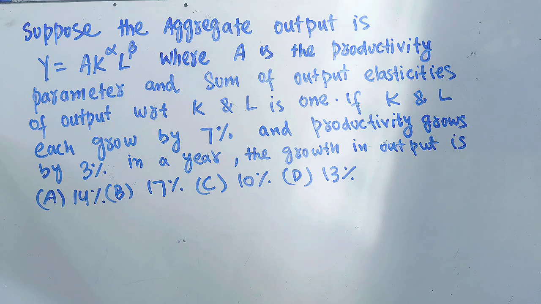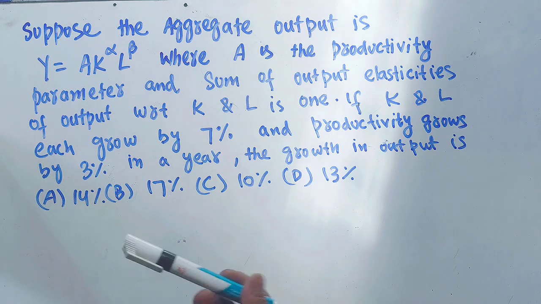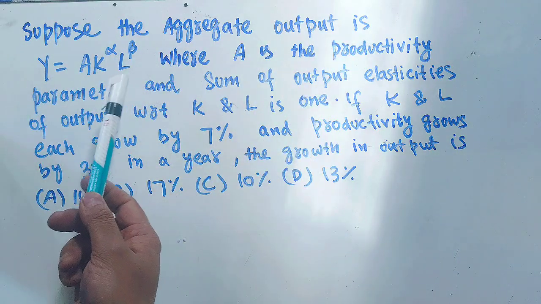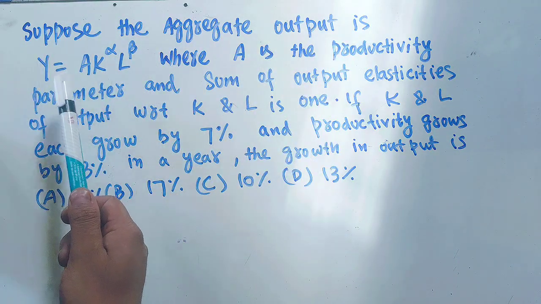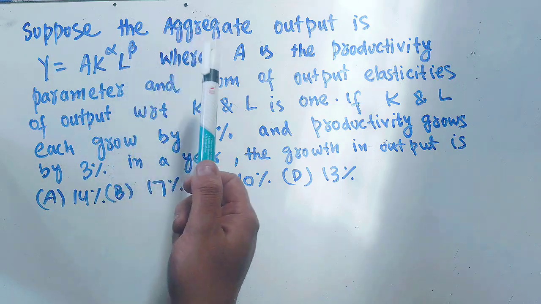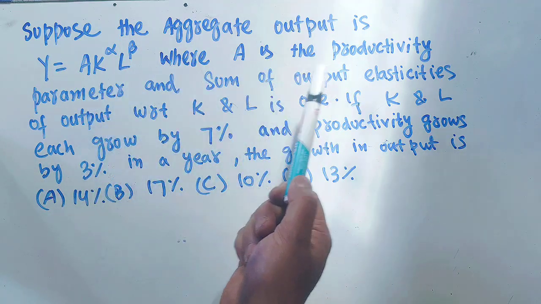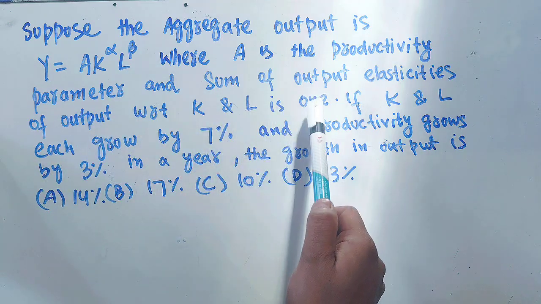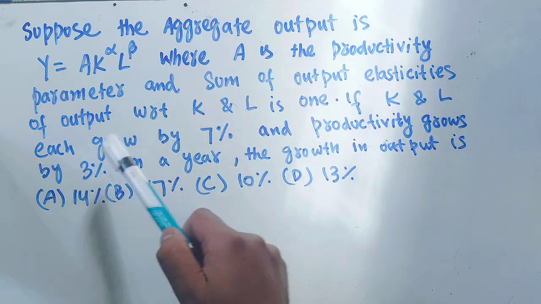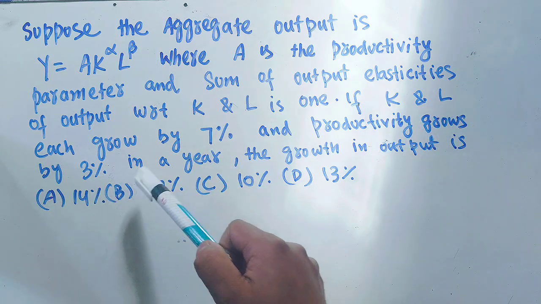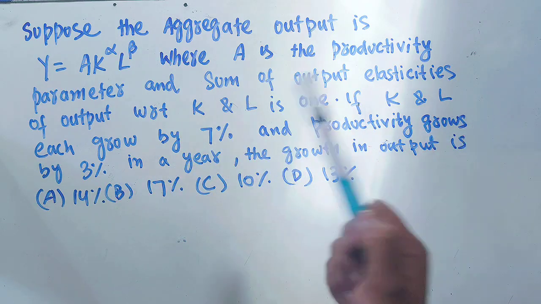And how do we find the growth in output from the given Cobb-Douglas production function? The question is: suppose the aggregate output is given by this production function, Y equals A times K to the power alpha times L to the power beta, where A is the productivity parameter and the sum of output elasticities with respect to capital and labor is 1. If capital and labor each grow by 7% and productivity grows by 3% in a year, we need to find out the growth in output.